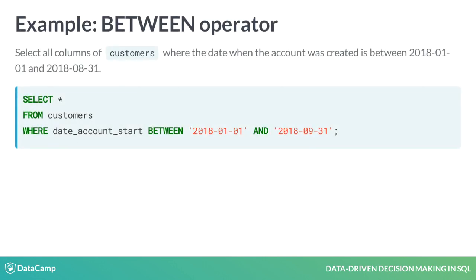Let us now look at the between operator. We select all columns of customers where the date when the account was created is between the beginning of January and the end of September 2018. The 1st of January and the 31st of September are included in the selection. Pay special attention to the way dates are used here.